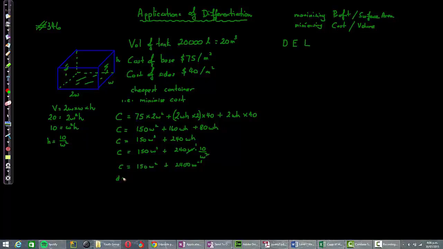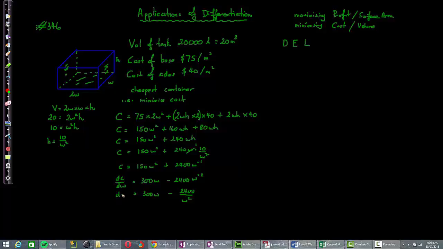Great. So now we can derive with respect to W. Right, so this is a power situation, so 300 W. That's again a power situation here, so minus 2,400 W to the power of -2. And I'm just going to write that as a fraction, this part, W squared on the bottom.